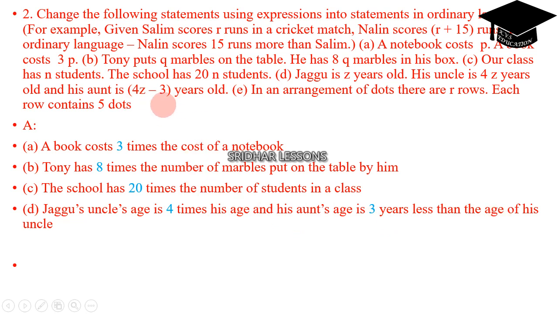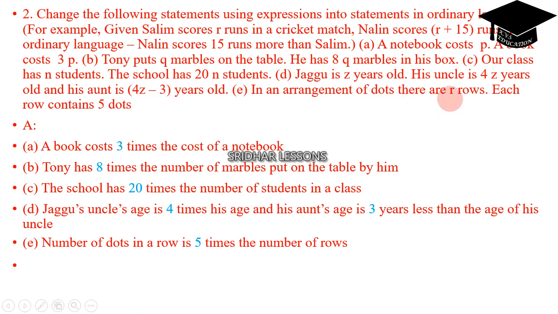Okay. Next. In an arrangement of dots, there are r rows. Each row contains 5 dots. We can write it as number of dots is 5 times the number of rows. Okay.